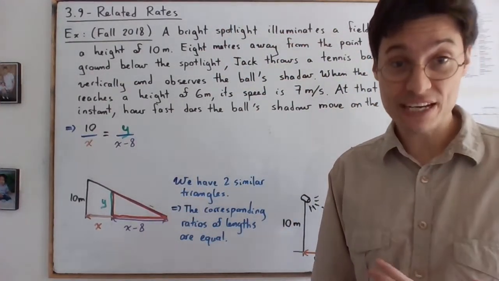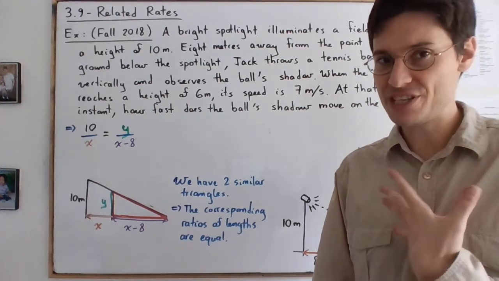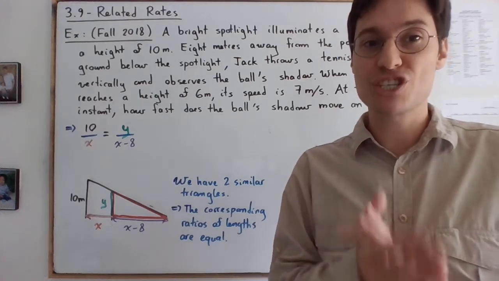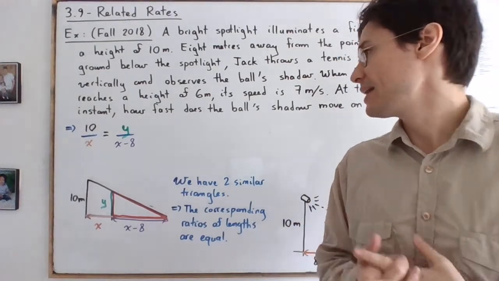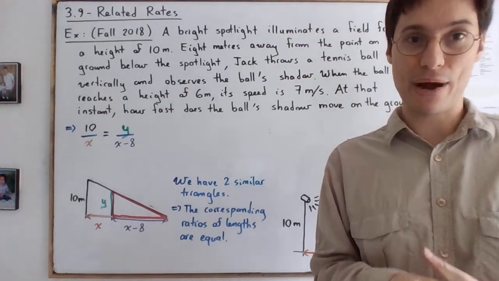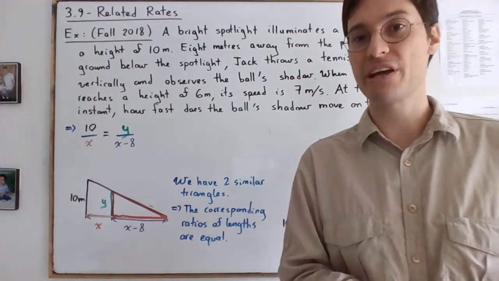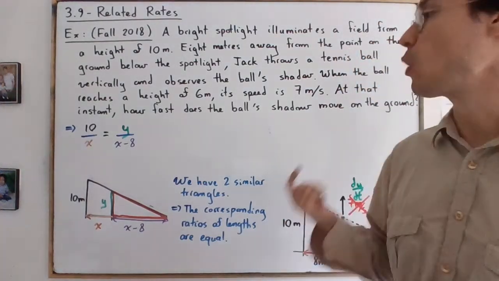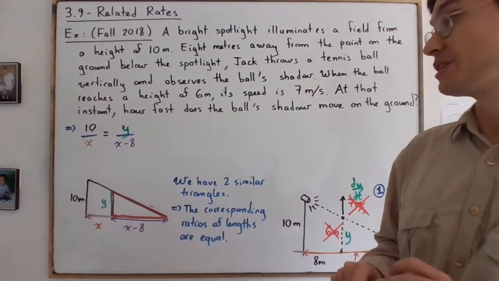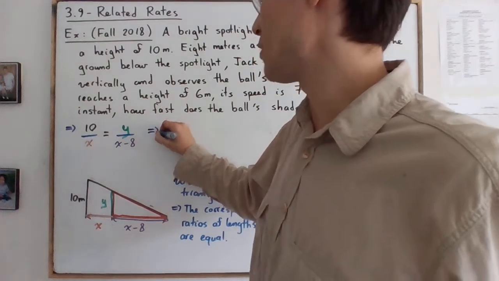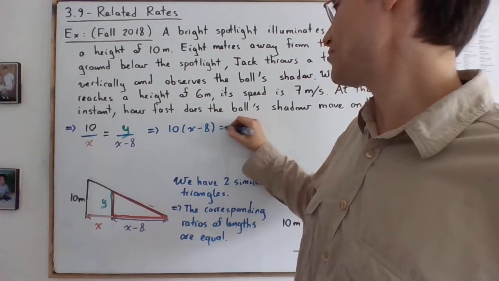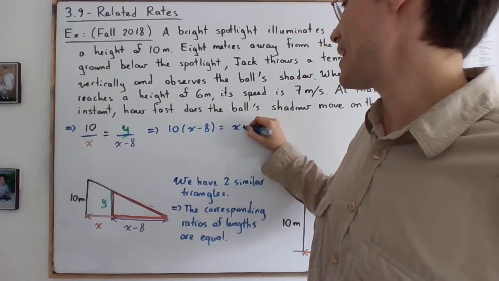Although you could differentiate it right away, I would highly suggest that you simplify it as much as you can. Okay, and don't forget here that what you're looking for is actually x prime, dx over dt. That's what you're looking for. So keep that in mind whenever you want to simplify this equation. So the first thing I would do here is cross multiply. So I would have 10 times x minus 8 equal to x times y.